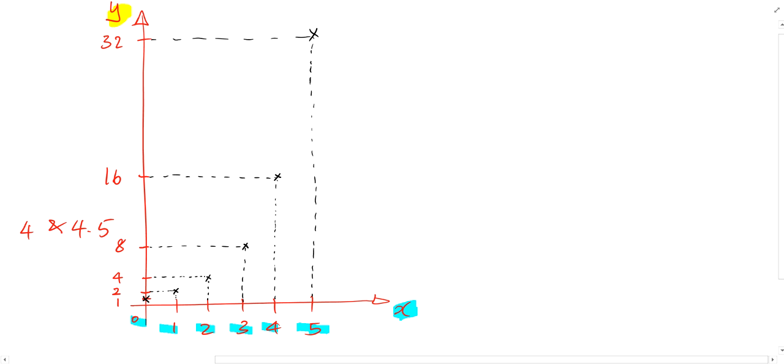Okay, is this a straight line or a curve? Straight line or curve? What can you tell me about the... Okay, let me join them up first.